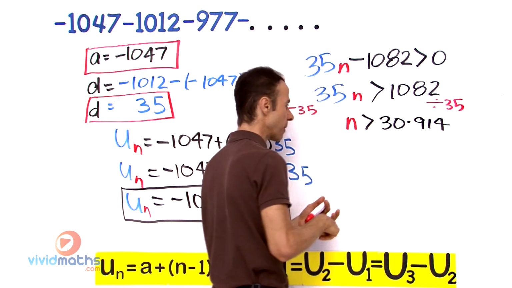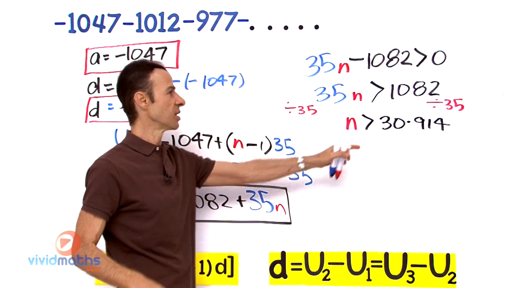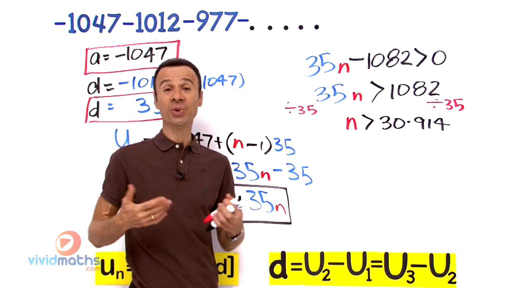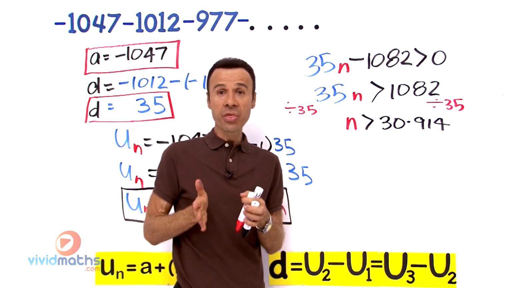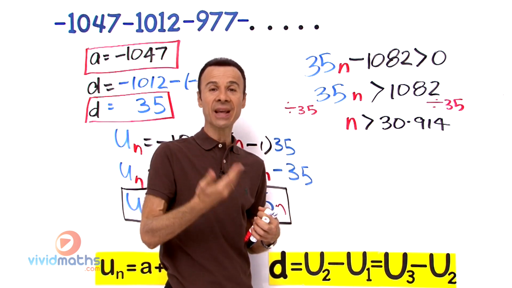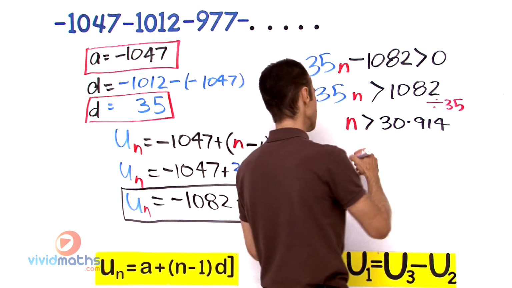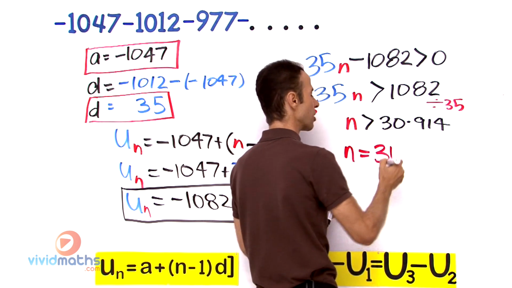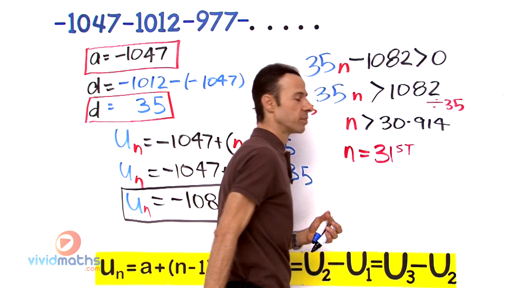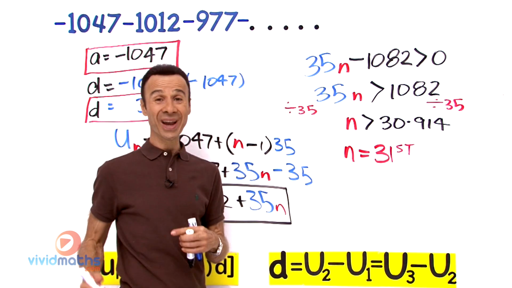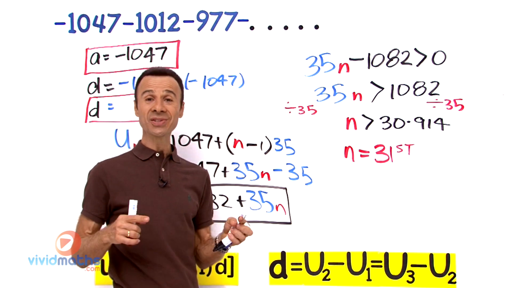That gives us a value of 30.914. Now, n must be positive, and it is. What we're going to do is round it up, because you can't have an nth value of 30.91. So you round up to the next number. Therefore, n will equal 31. It's going to be the 31st term. So what is that positive number?